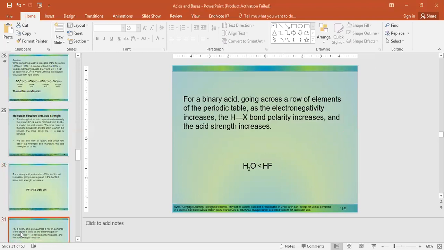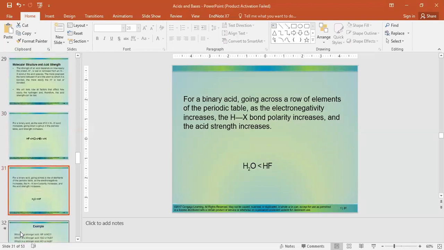Now, if you look at this also, for binary acid going across a row of elements of the periodic table, as electronegativity increases, the bond polarity increases. Now, we are actually looking at, let me pick the pen again.